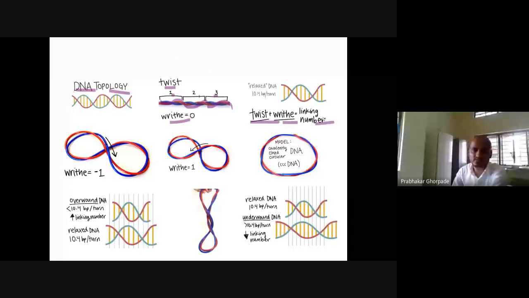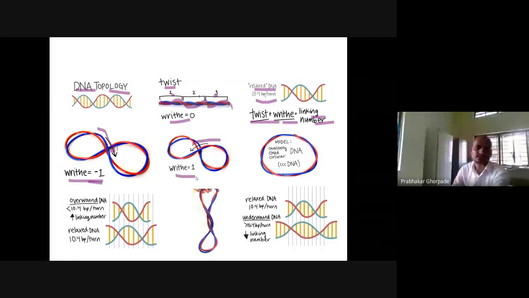Relaxed DNA has 10.4 base pairs per turn. Writhe means now double-stranded DNA is turning back on itself. So this is the writhe, and one strand is traveling left to right, it is traveling -1. Right to left, it is writhe of 1. Okay, so writhe can be given a negative or positive number.